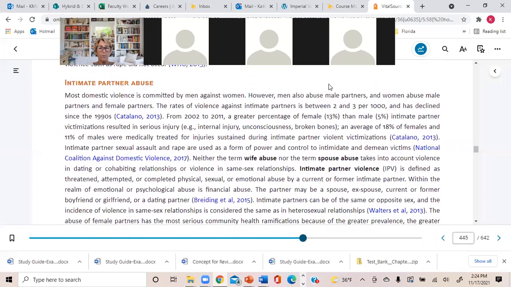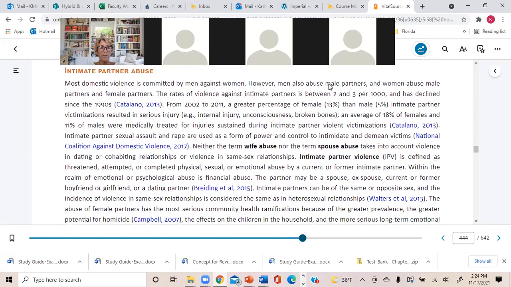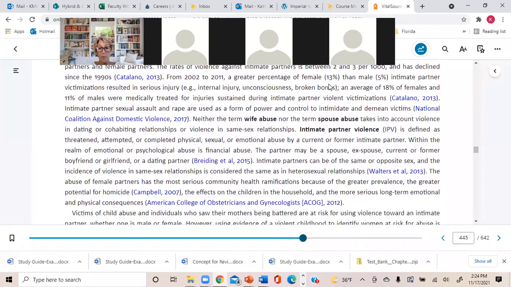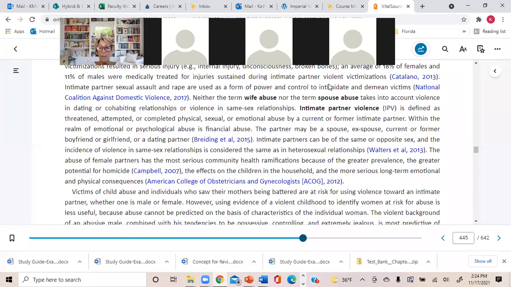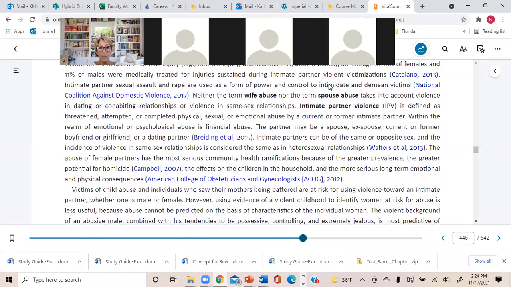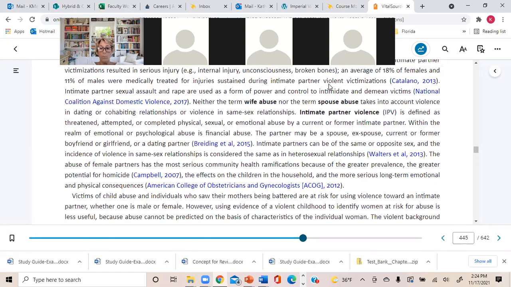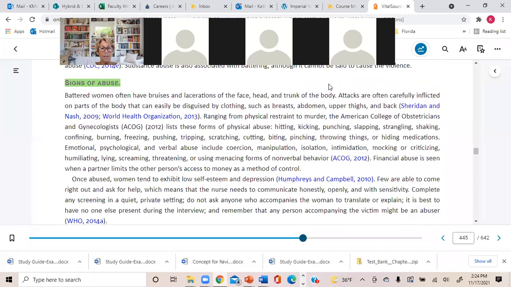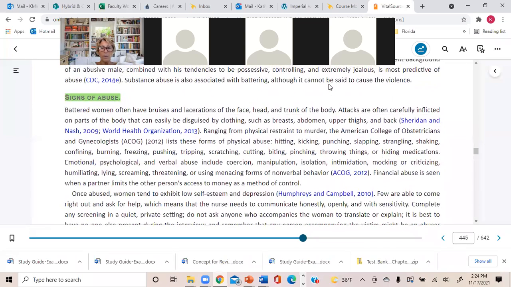Intimate partner abuse, right? Most domestic violence is committed by men against women. But men also abuse other males, and women abuse other females. Intimate partner violence is defined as threatened, attempted, or completed physical, sexual, or emotional abuse by a current or former intimate partner. And then here are signs of abuse. This is one of our objectives.